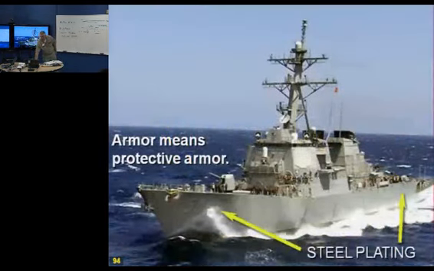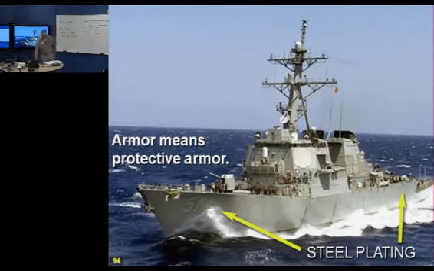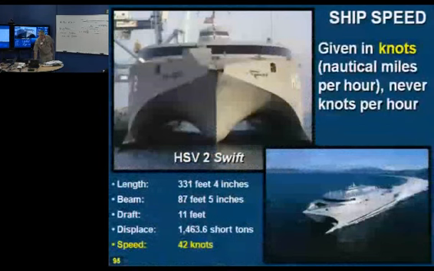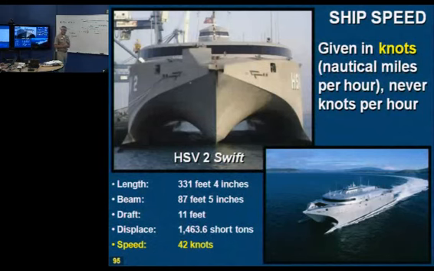And then armor means protective armor. Things to protect you from incoming threats. Ship speed is given in knots. Never knots per hour. A knot includes that. So it's an abbreviation, knots. Okay?